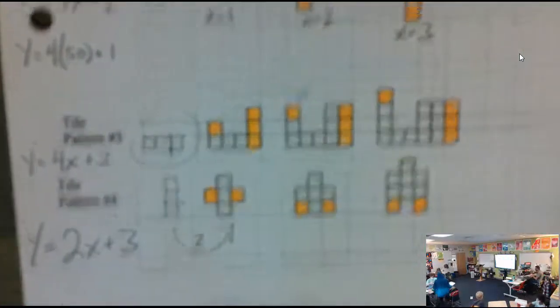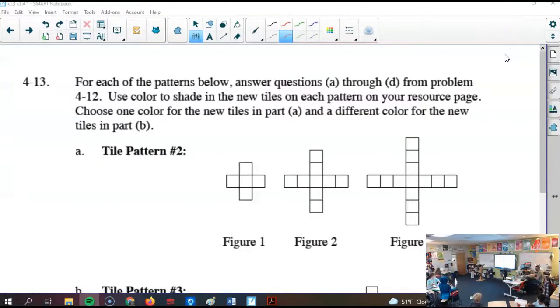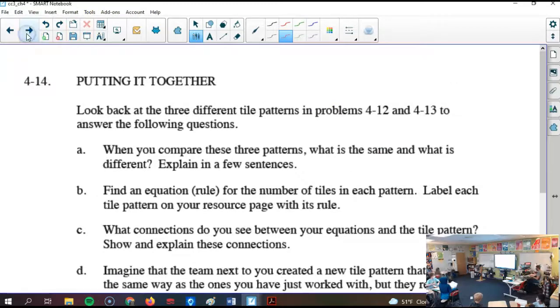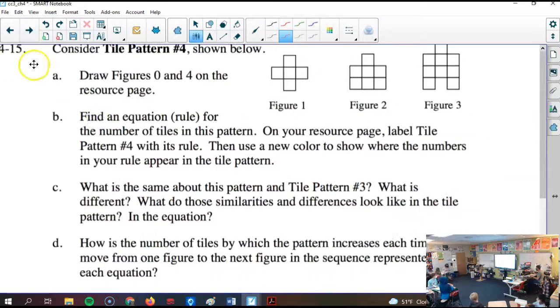Hold up, I still got a couple minutes. That's your practice work. Yeah, I'm sorry. They did that on purpose. No, we can't check the homework.